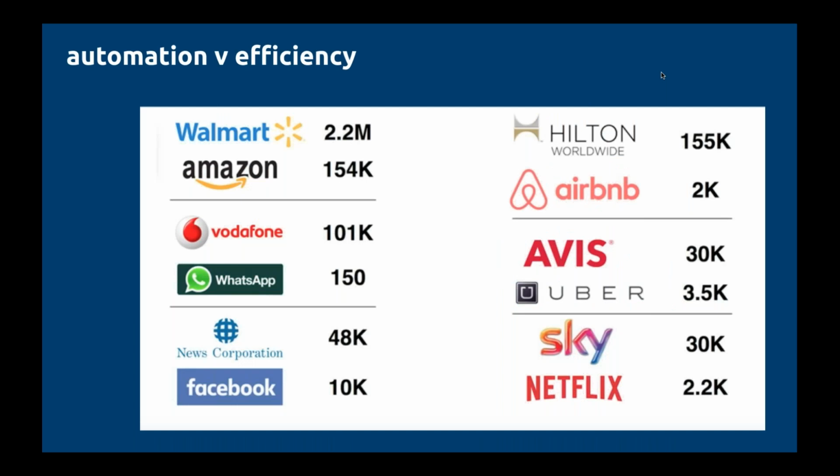We've heard a lot of talk about automation, and in the past we've been threatened, I suppose, by technology that it will replace employees and automate the entire processes. But what we've seen in recent years is the shift from automation to efficiency. And when we look at the employees of Vodafone, for example, they have 101,000 employees worldwide, whereas WhatsApp is at 150, which is just purely a rounding difference. And when we look at bigger companies like Hilton with 155,000 employees and compare that to Airbnb, we can understand that technology is important, but it's generating efficiency rather than automation potentially going forward.